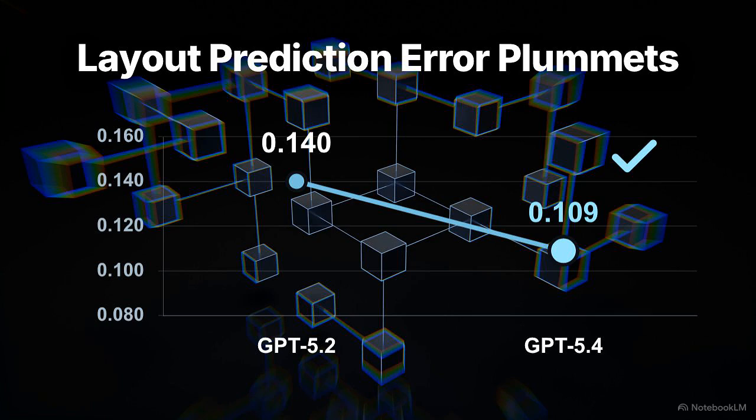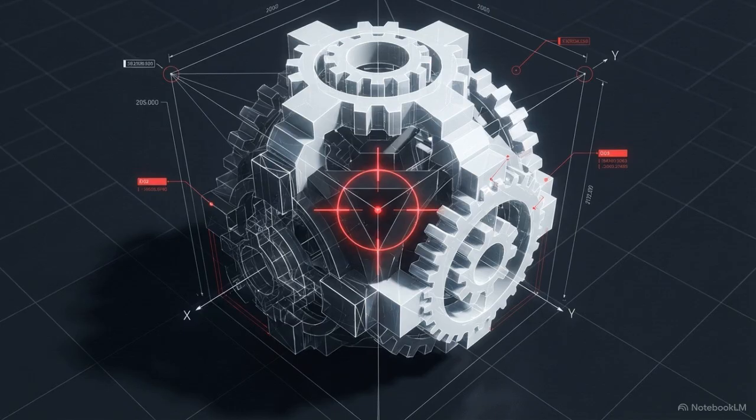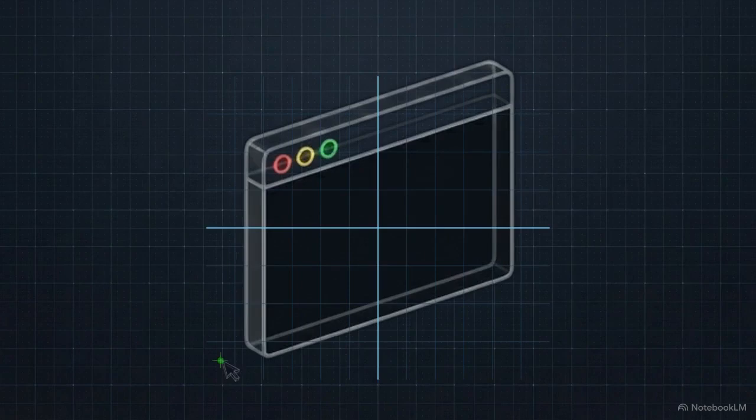This chart shows OmniDoc bench performance, measuring layout prediction accuracy. The model's average error rate dropped from 0.140 down to 0.109. This visual clarity is the mathematical prerequisite for accurate coordinate mapping on dense professional software environments. This wireframe shows a vector point snapping to an XY axis. This is the mechanism for GPT 5.4's native computer use, coordinate-based clicking.